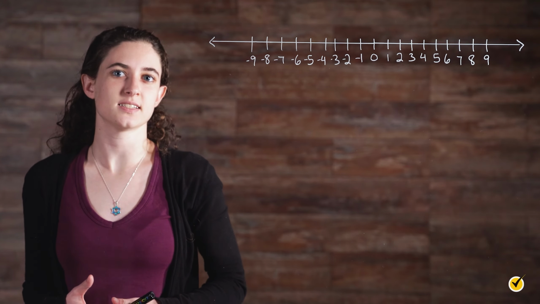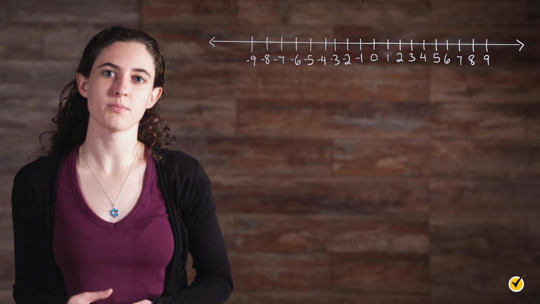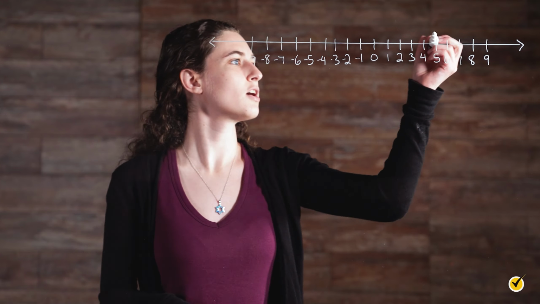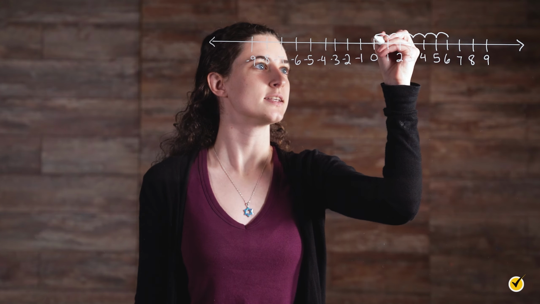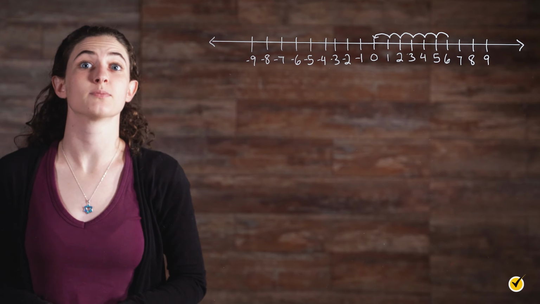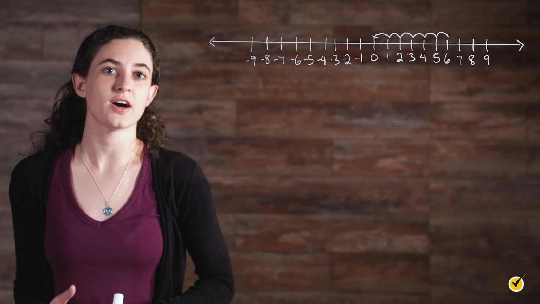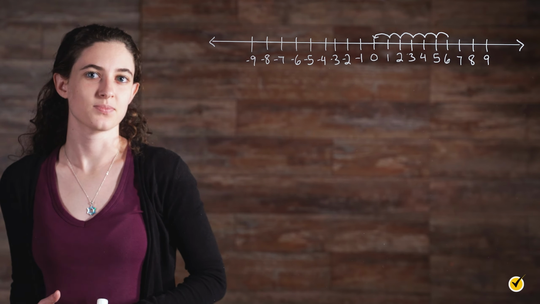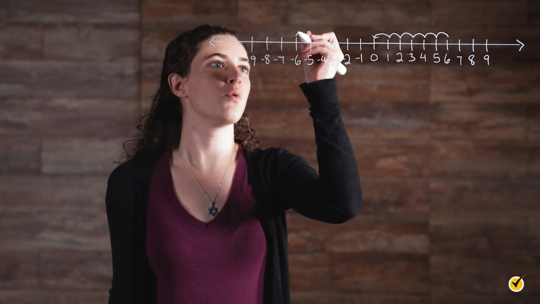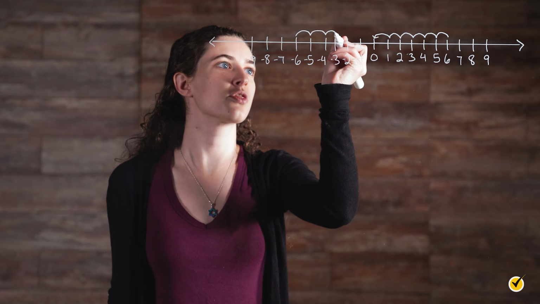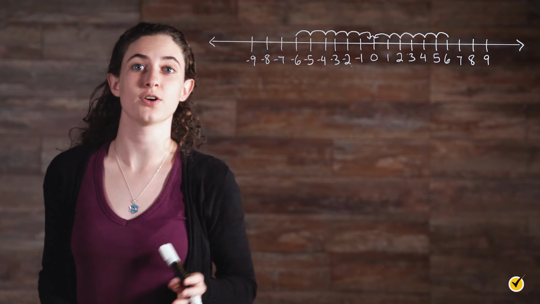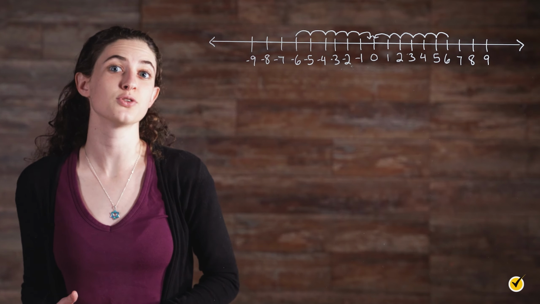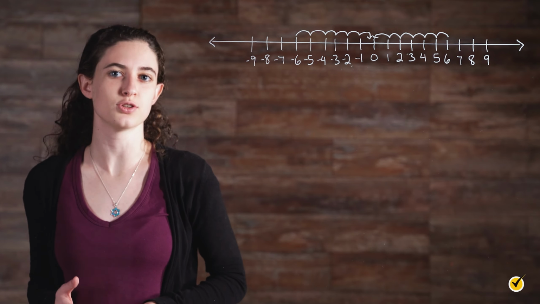Let's use the number 6 as an example. Using a number line, we can see that 6 is 1, 2, 3, 4, 5, 6 places away from 0. Therefore, the absolute value of 6 is 6. -6 is also 1, 2, 3, 4, 5, 6 units away from 0. Therefore, the absolute value of -6 is also 6.